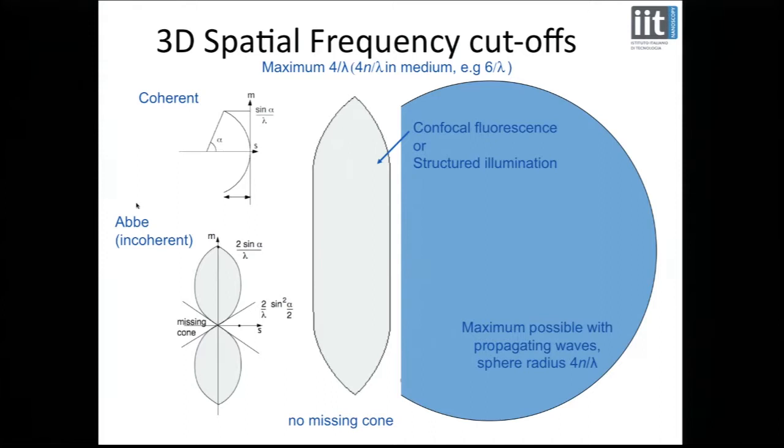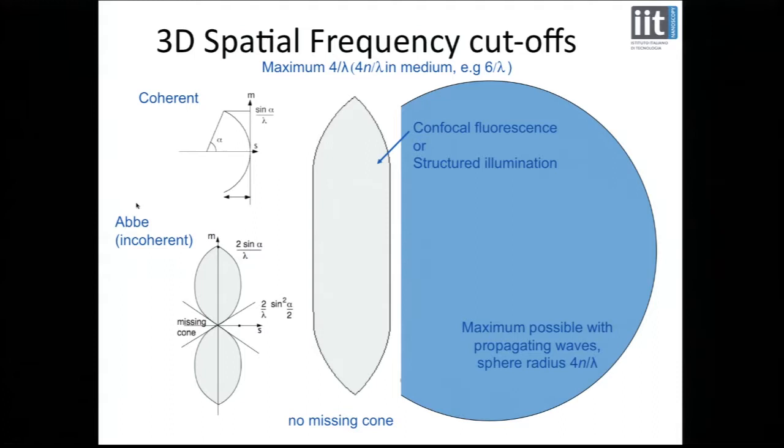For an incoherent system, you have to do the autocorrelation of this, and you end up with this shape. The transverse spatial frequency bandwidth is doubled. We get a fill-in of the 3D spatial frequencies, which means we can get a better 3D image. But we're still left with what's called the missing cone of spatial frequencies that you can't pick up with this. In a confocal or structured illumination microscope, you do the convolution of the illumination and detection responses, and you end up with this shape. So now the cutoff is doubled again. This is four times the width of this.